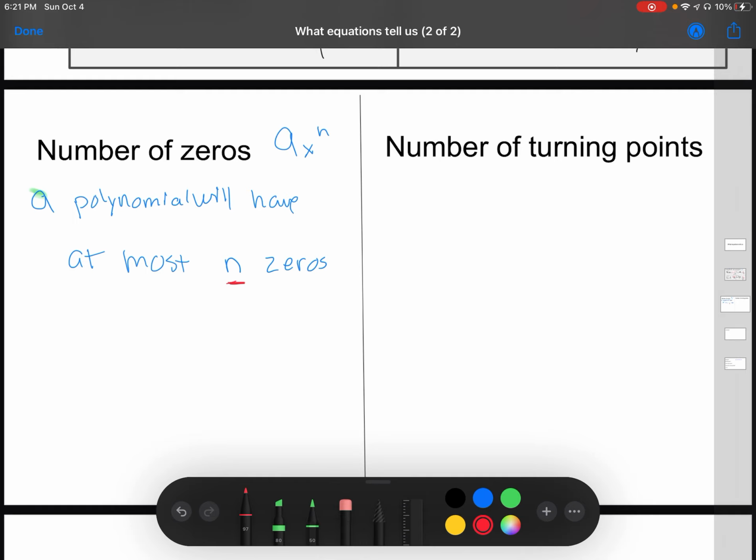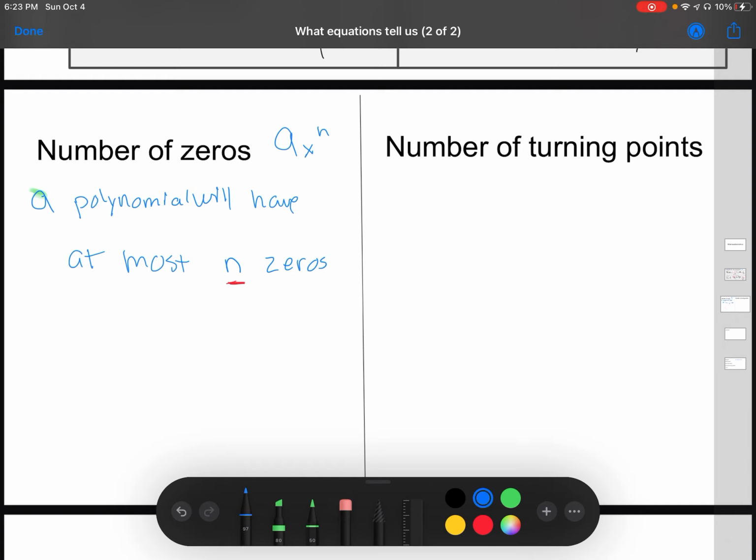Now, we say at most because it could have fewer, just because there are things called repeating zeros, which we're going to come back to another day. A repeating zero is when you solve for the zeros, you'll get it 2 times. That would count as one of these n amounts of zeros. So if the zeros are 4, 2, and 2, really it has 3 zeros, but it really only has 2 distinct zeros. One of them is doubled. So that's why it has at most n zeros. But it's a small technicality there.